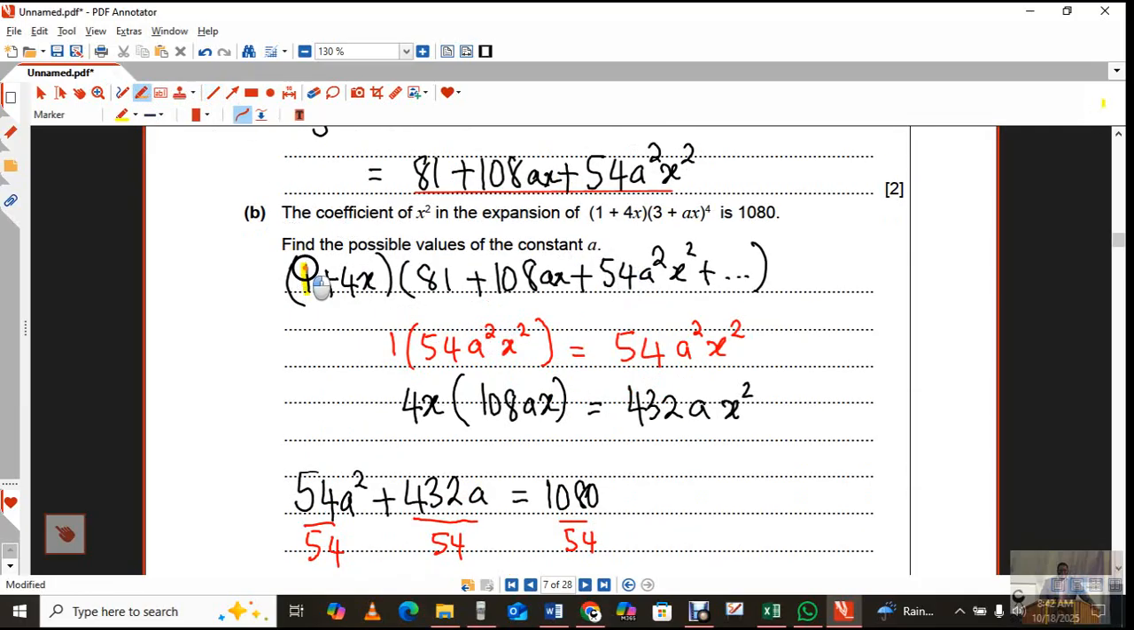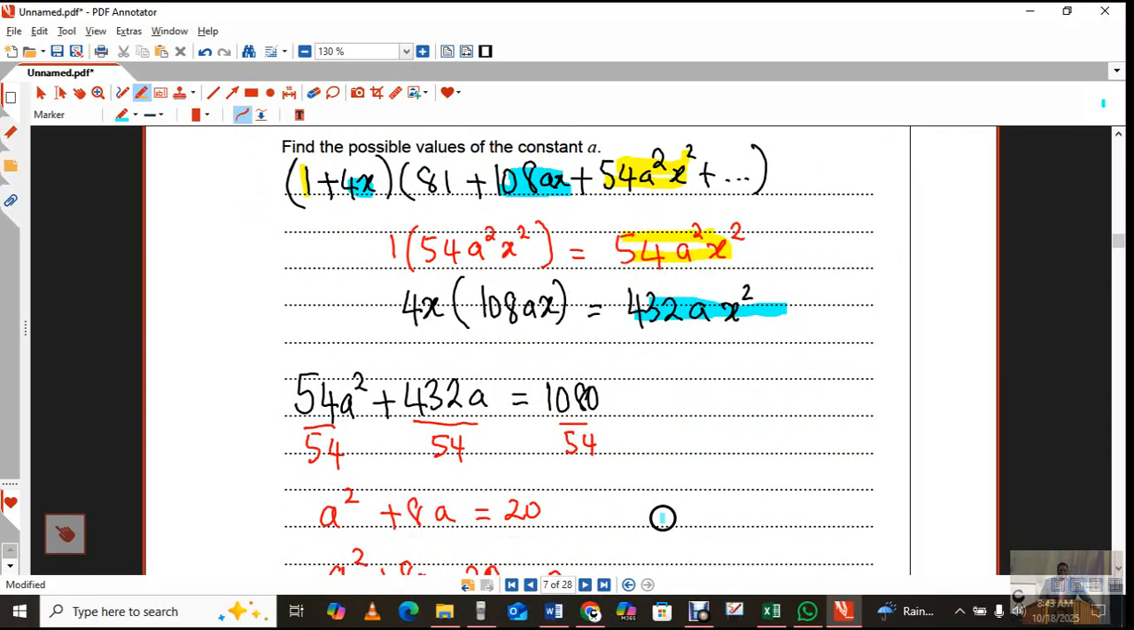So if I multiply this one times this, that is going to give me what I have over here. That's a term that is square. If I multiply similarly this 4x with this one over here, then that is going to give me what I have over here. Then you're told that the coefficient of x squared is this, so that's why I don't have to write the x squares, but just anything that contains them in terms of their coefficient. 54a squared plus 432a is equal to 1080, and then you take it from there.